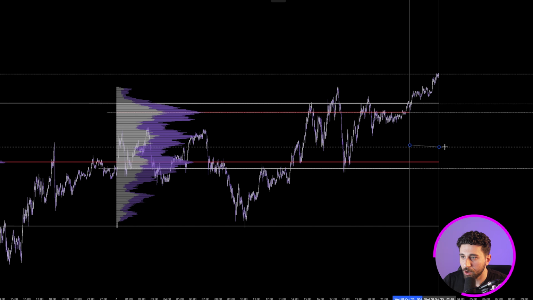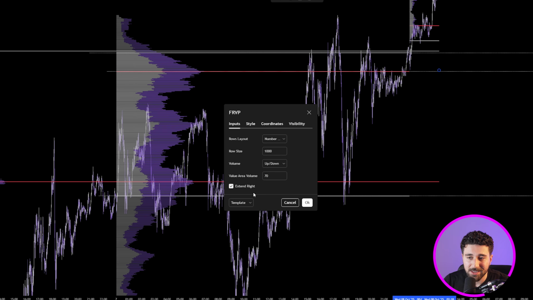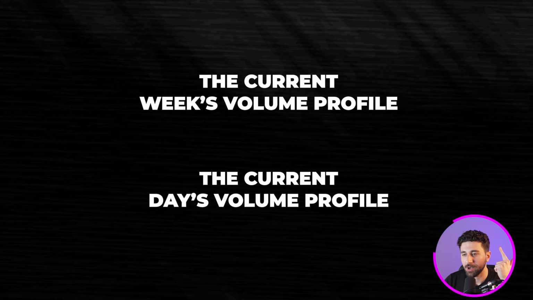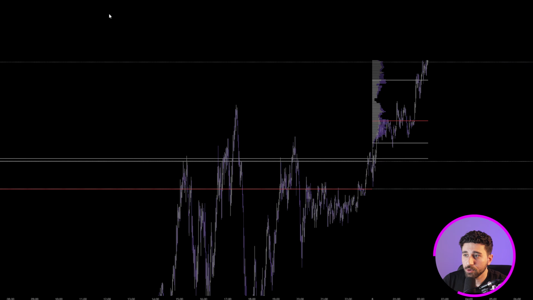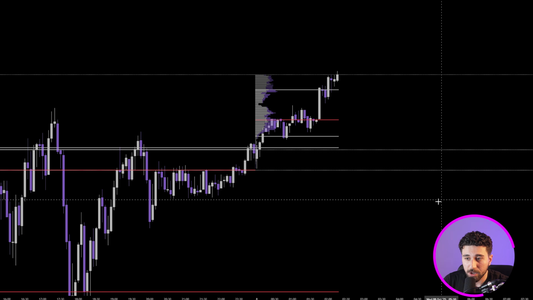And now what I will add to this is the volume profile of the current day. And what I will do is market open right here. And this one you have to have on extend right as well. So the only two profiles that you will have on extend right is the current week's profile and the current day's profile. These two are very important. And now what we'll do is we'll go to our execution time frame and wait for a setup to occur.